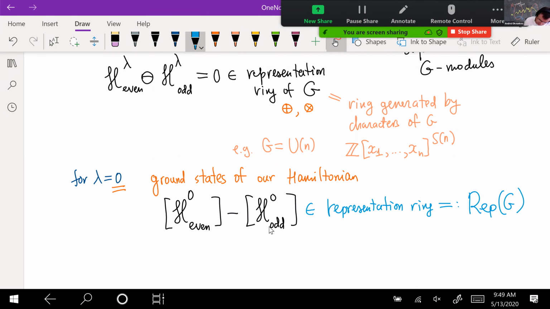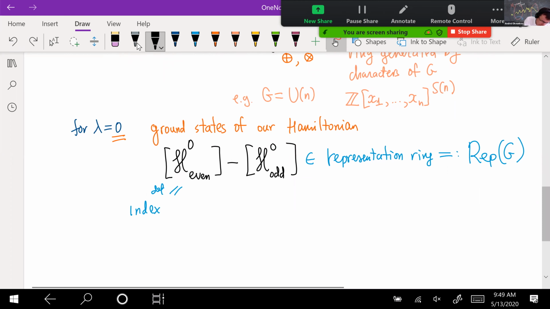So this is an interesting element. This is called the index. It's really the index of an elliptic differential operator, and this is by definition called the index. Formally, this is the same as taking the whole Hilbert space and subtracting the even and the odd.